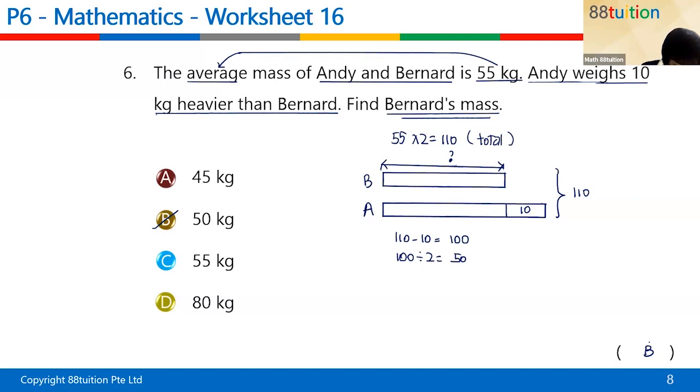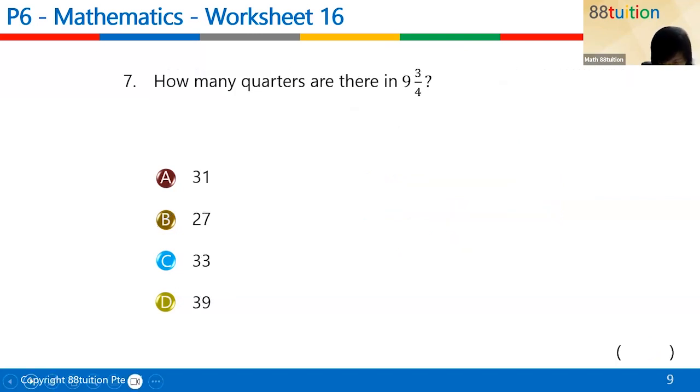Okay, question number 7. How many quarters are there in 9 3/4?